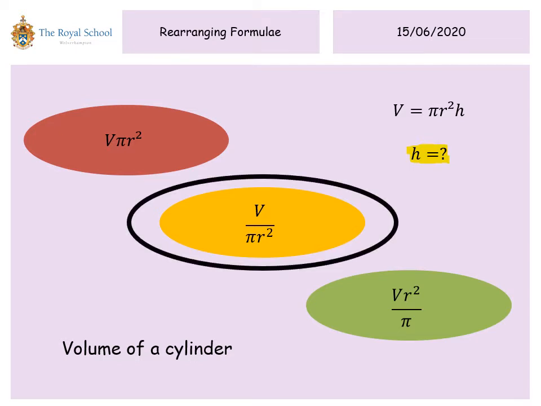Now there's a little shortcut to do with this one. If we want H to be the subject, we can see that on the right hand side of this formula, H has been timesed by all of pi r squared. So actually you could do that all in one step. Divide both sides of our formula by pi r squared, and then we end up with V over pi r squared as our answer, equaling H.